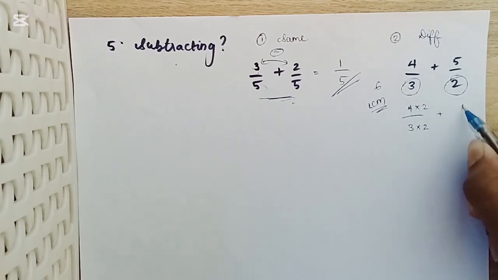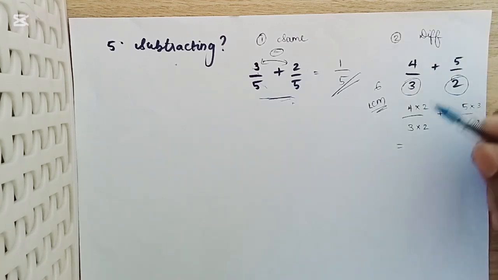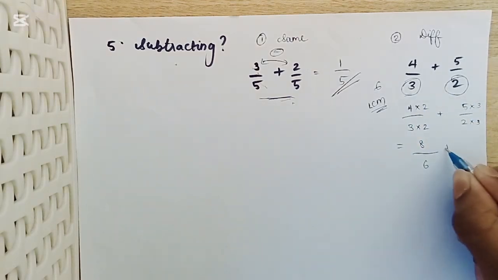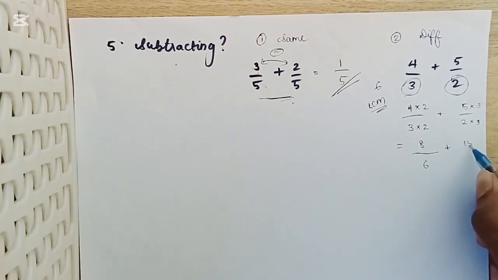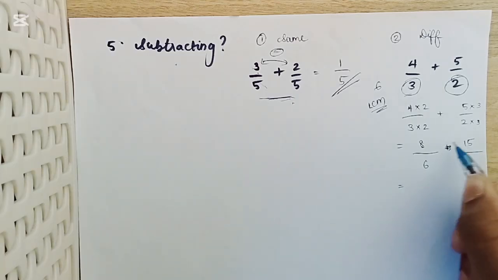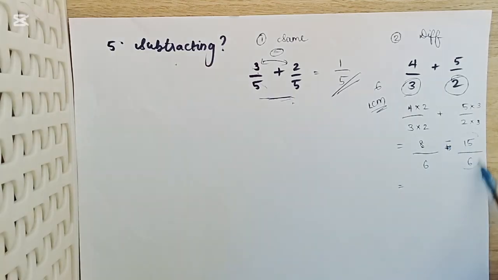So multiply 4 as well with 2. And then 5 by 2, when you multiply 3 into 2, we get 6. And then 5 into 3. So that will give us 4 2s are 8, 3 2s are 6, plus 5 3s are 15, and 2 3s are 6. So that will be 8, not plus, minus.